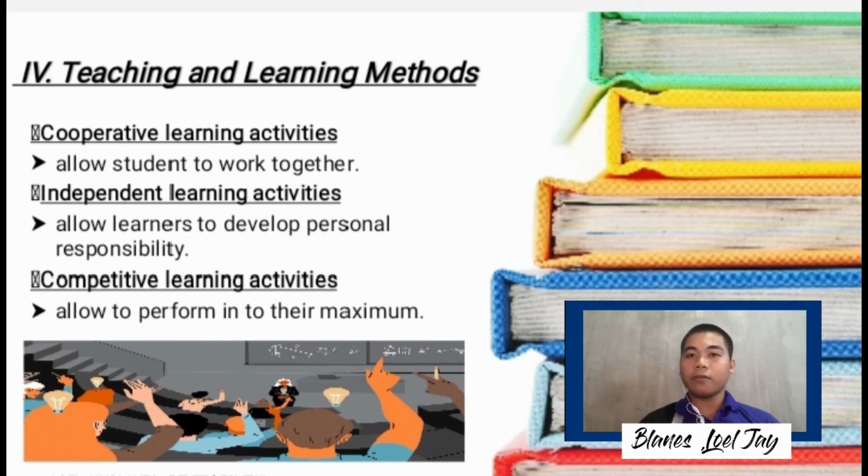Good day everyone. My name is Loel Jay Blanes and I will be reporting on teaching and learning methods. So there are three types of teaching and learning methods, which are cooperative learning activities, independent learning activities, and competitive learning activities. So first, the cooperative learning activities allow the students or learners to work together. Next is the independent learning activities. It allows the students or learners to develop personal responsibility. Next is the competitive learning activities. They allow the students to perform to their maximum.